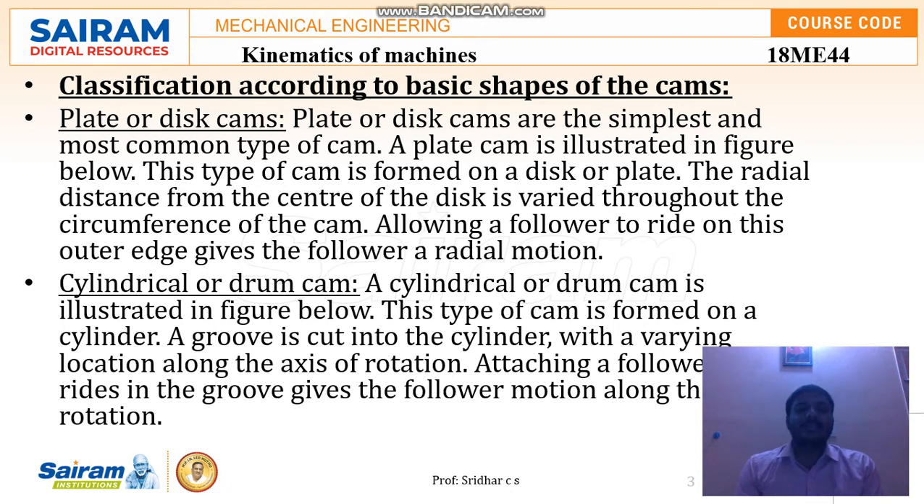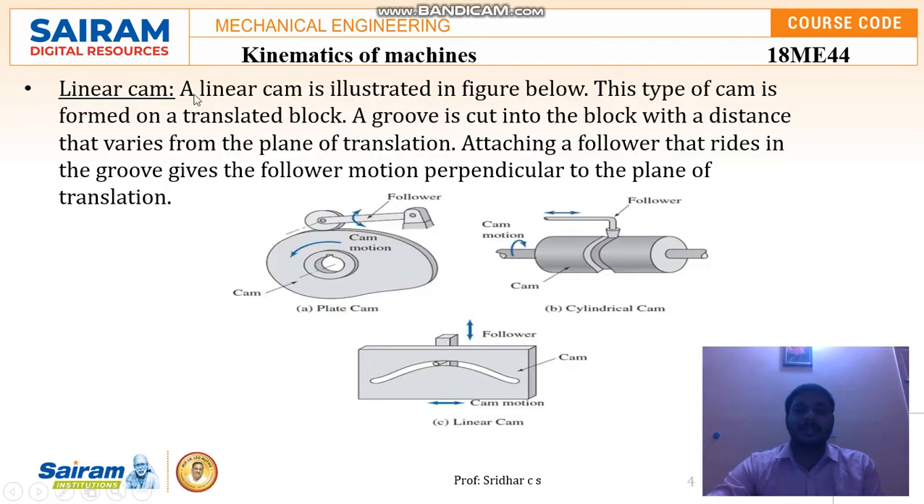So here the construction of a cylindrical or drum cam is shown in the figure. This type of cam is formed on the cylinder. A groove is cut into the cylinder with a varying location along the axis. So you can see the cylindrical cam, which is made in the cylinder, and you can see the groove cut.